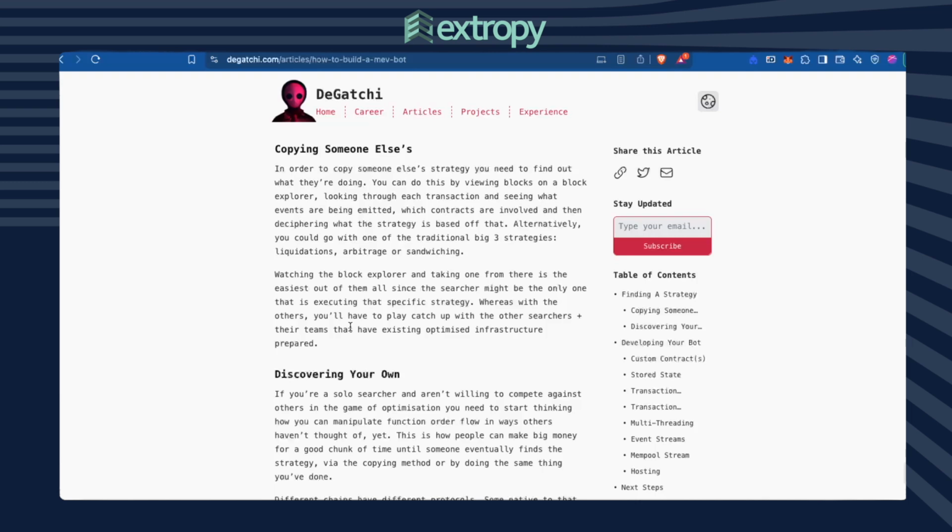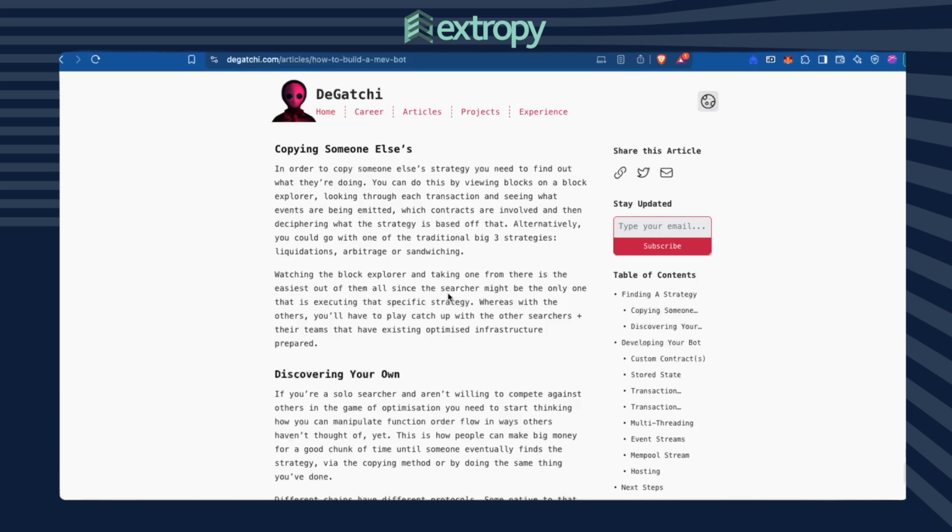But you can also work out by looking at the block explorer the types of things that are happening as well. You can no doubt work out things there. I mean, even that example I had earlier, the sandwich bot thing, I could just see from the way the transactions were going that there seemed to be a limit on the volume.